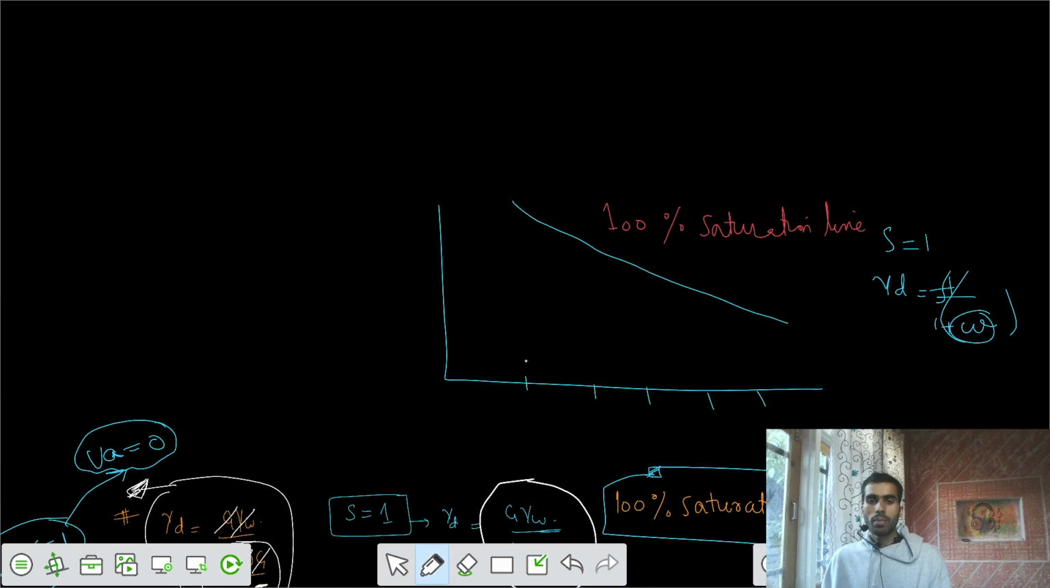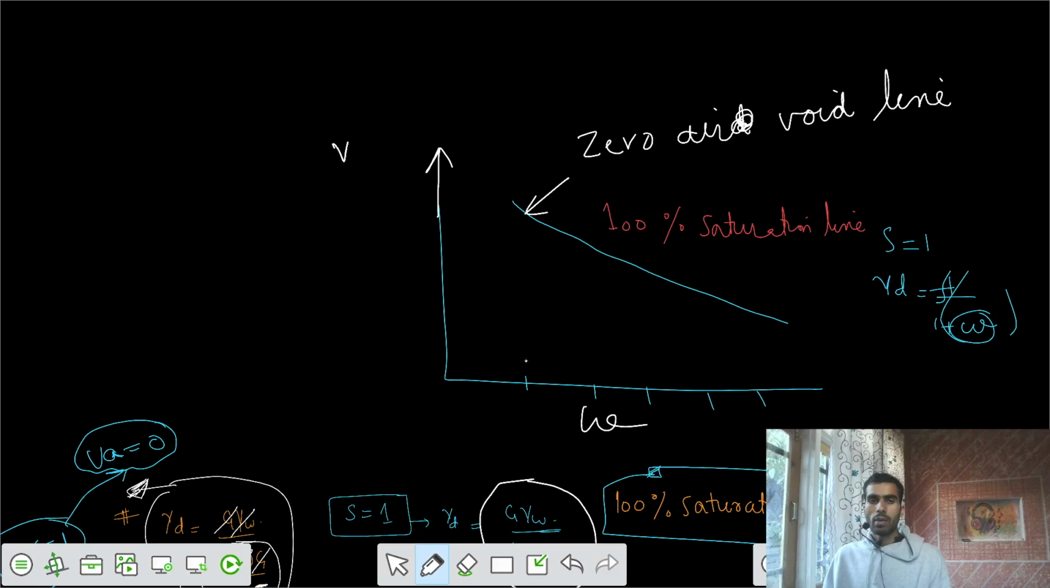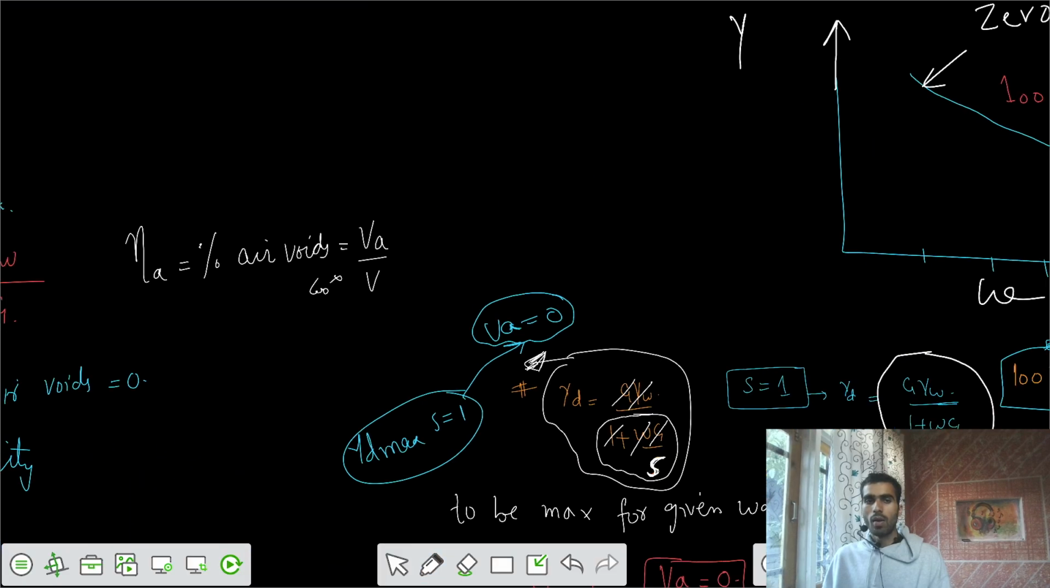So we can call this the 0% air void line, or we can call it the 100% saturation line for different values of W. For different values of W, we are getting those values of gamma varying in this fashion. Okay, the zero air void line.